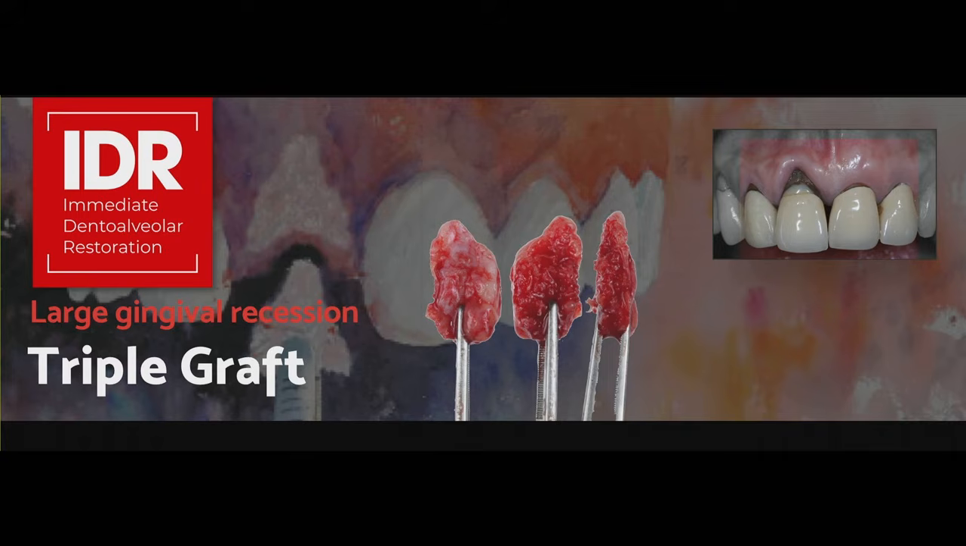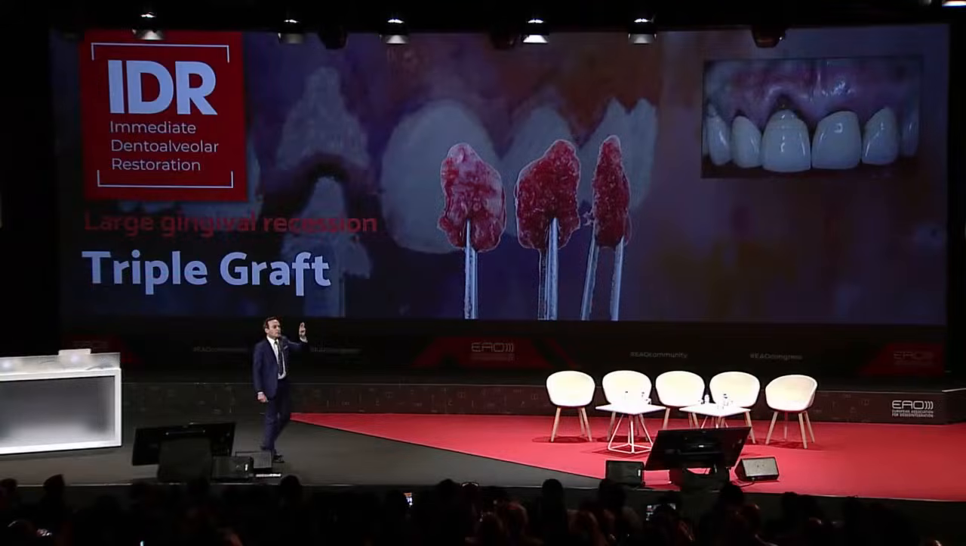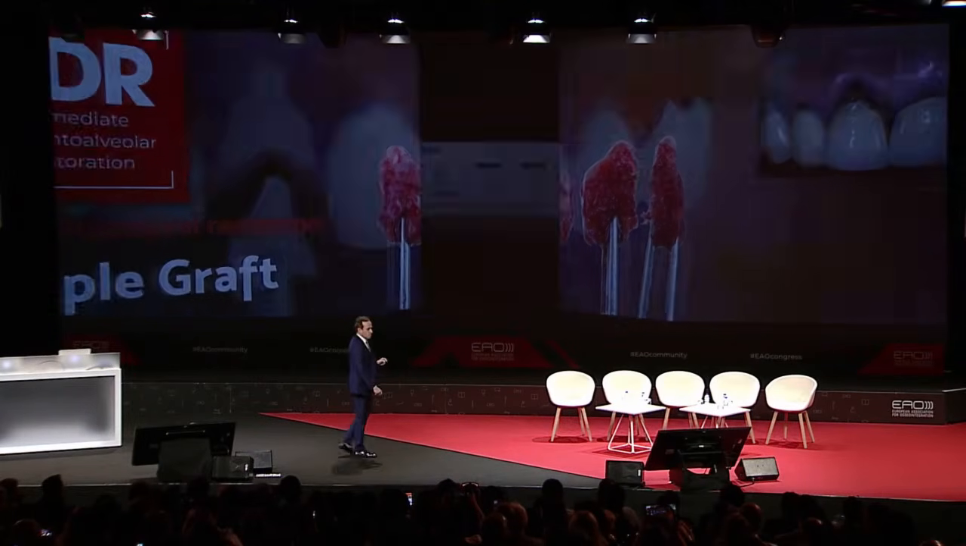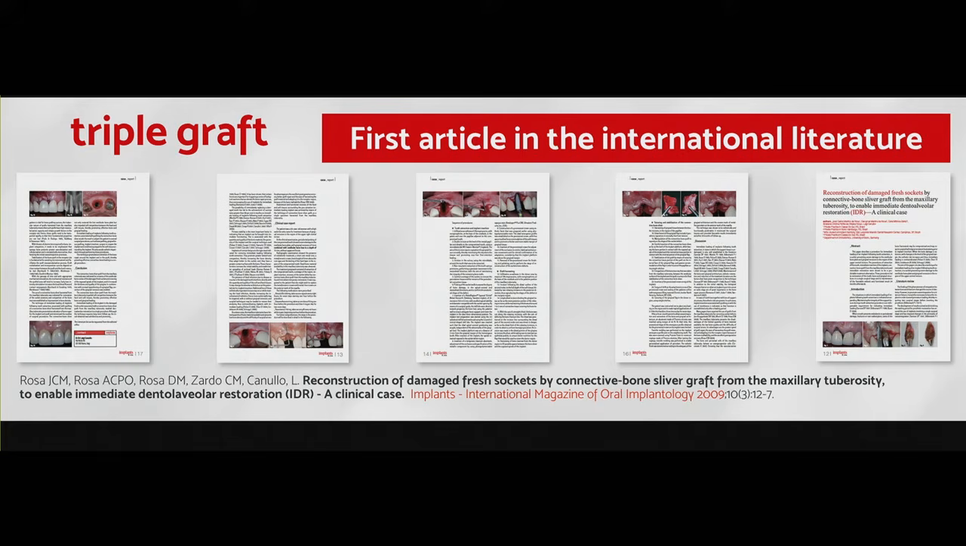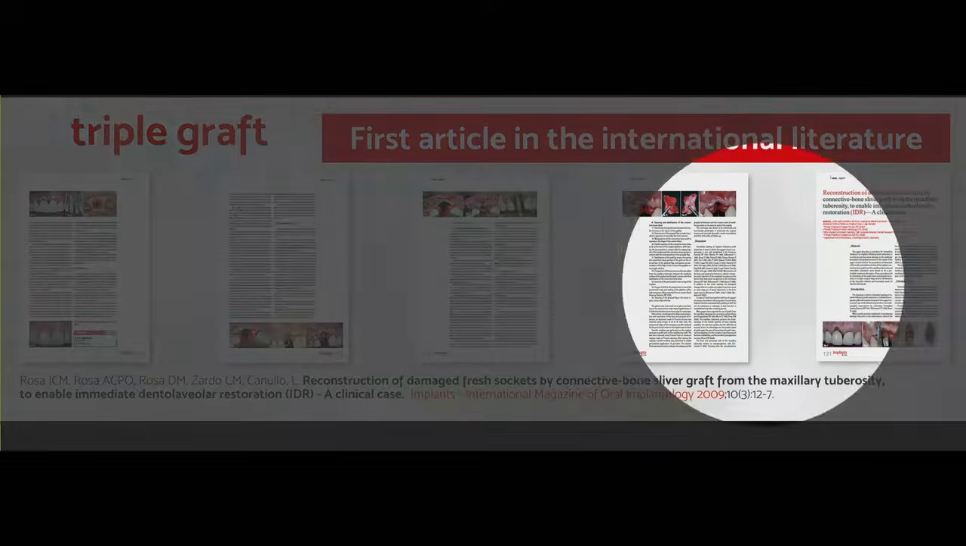How about a case where the patient presented gingival recession, like this? In this case, we should use another graft, harvested from the same donor area, that we call a triple graft, a graft with 3 layers: connective tissue, cortical, and cancellous bone in one single piece. This is the first article in the international literature published by my team 10 years ago, as you can see here.